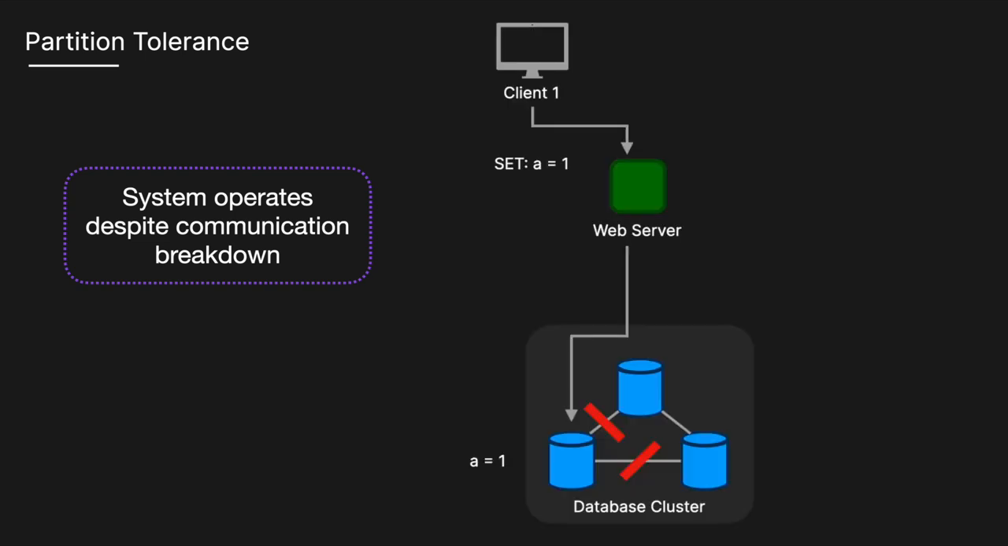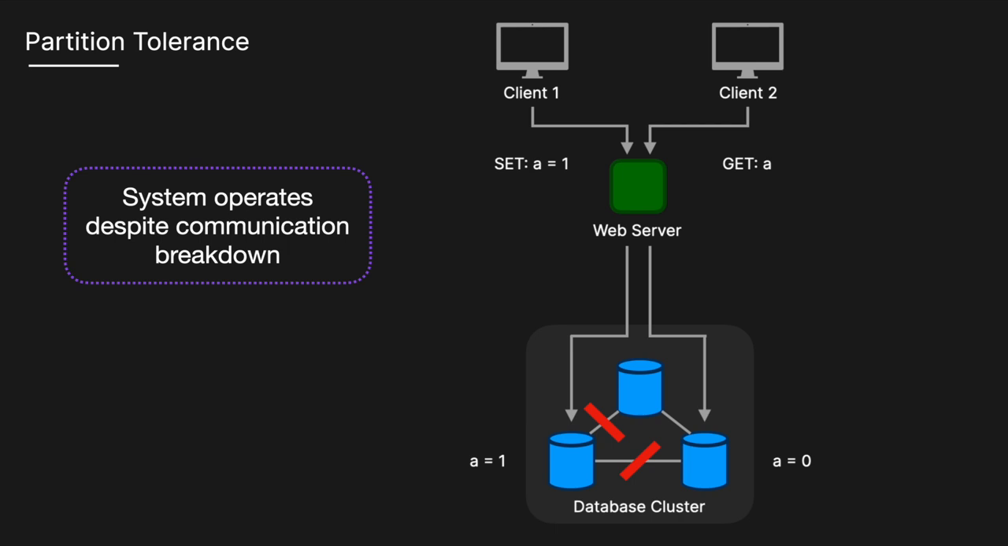Partition tolerance means that the system operates despite communication breakdowns between nodes, for example, networking failures. In this example, we can see that despite there being networking issues between databases, client 2 was still able to read a value, although it is not guaranteed to be the latest value.